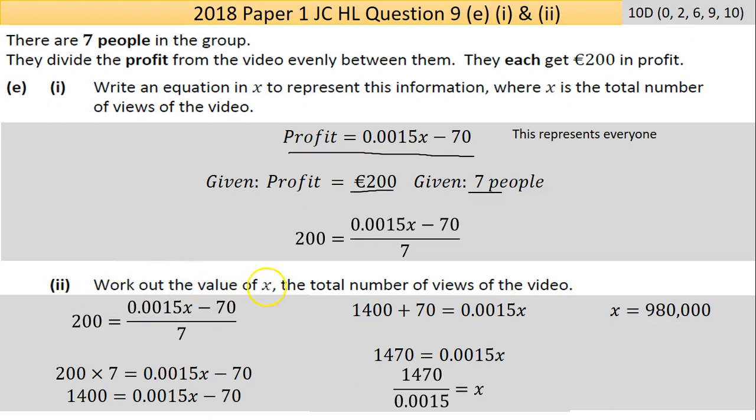Now part 2 says work out the value of X, the total number of views of the video. So I'm going to solve for X now. So bring the 7 across for definite, and make it linear. That gives me 1400 equals 0.0015x take away 70. I want X to stay where it is, so the 70 has to move. It moves across to the left-hand side, becomes plus, going across the equal.